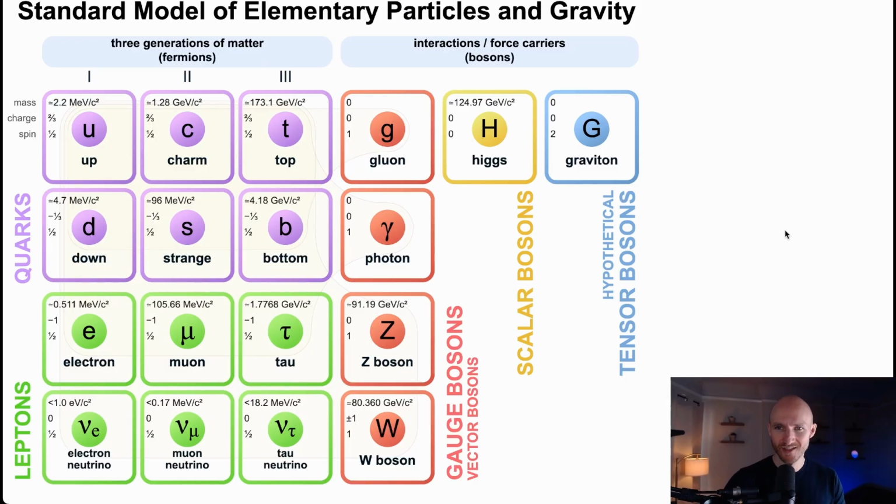You can see here is our beautiful standard model. And the standard model is confusing. It has stupid names like fermions and bosons and quarks and leptons.